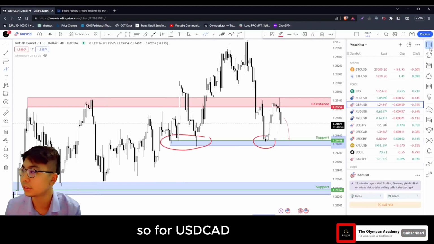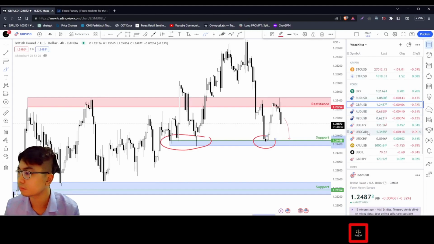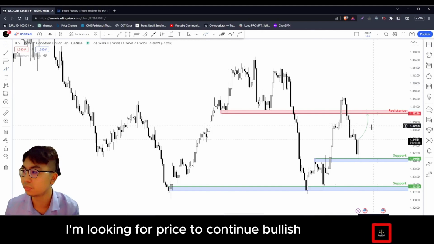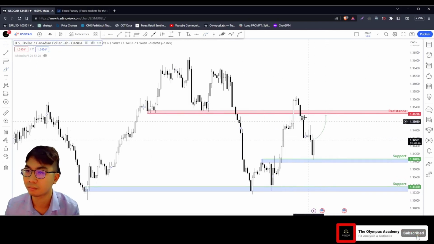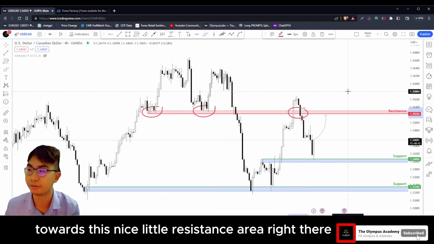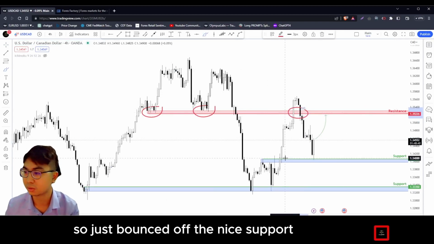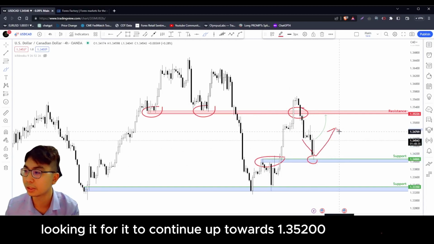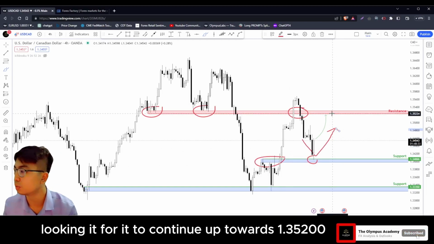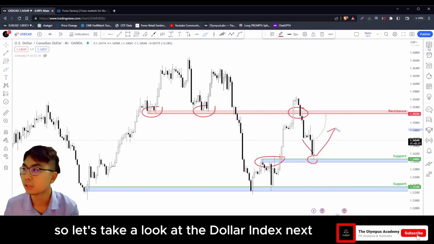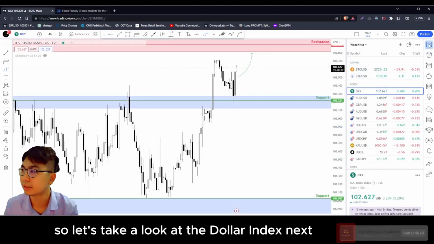So for USDCAD, where's it at? Okay, I'm looking for price to continue bullish towards this nice little resistance area right there. So yes, it just bounced off a nice support recently. Bounced off, looking for it to continue out towards 1.35200. So let's take a look at the dollar index next.